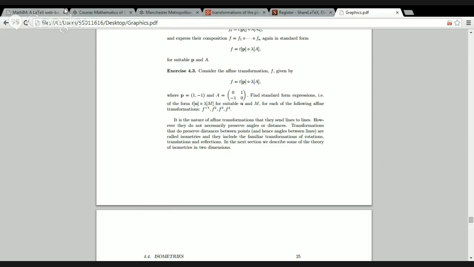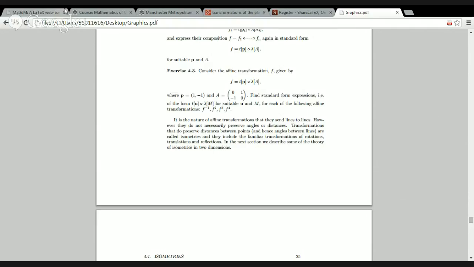Okay, any questions or queries about that? Okay, then, so that's isometries. So we've gone from linear transformations to affine transformations, but now we're specializing to these things called isometries, and the condition is they must preserve distances, which general linear transformations don't necessarily.